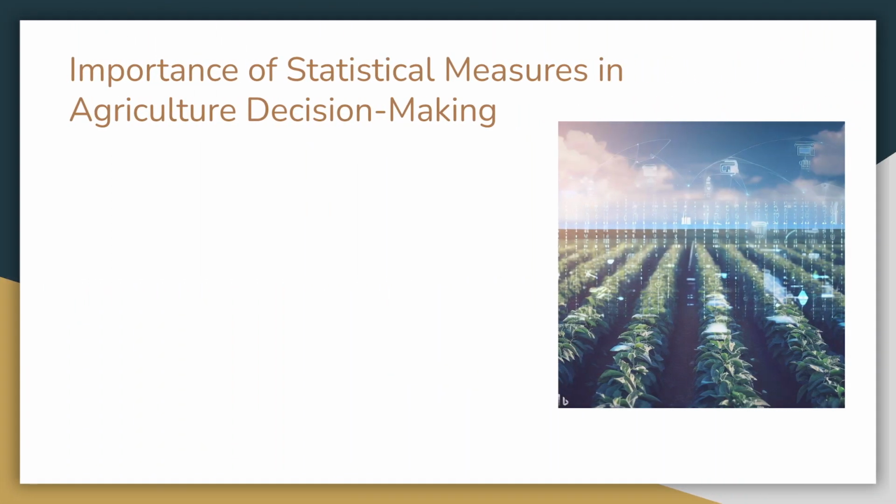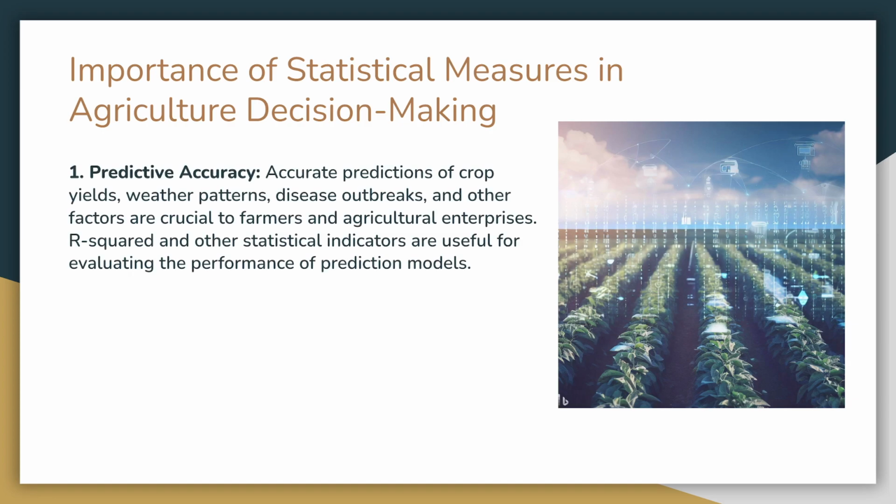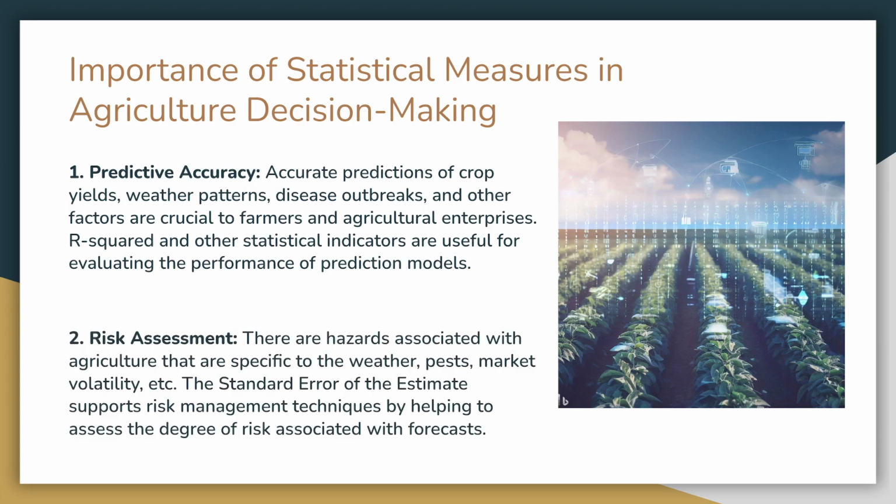Importance of statistical measures in agriculture decision making. Predictive accuracy. Accurate predictions of crop yields, weather patterns, disease outbreaks, and other factors are crucial to farmers and agriculture enterprises. Risk assessment. There are hazards associated with agriculture that are specific to the weather, pests, market volatility, etc. The standard error of the estimate supports risk management techniques by helping to assess the degree of risk associated with forecasts.